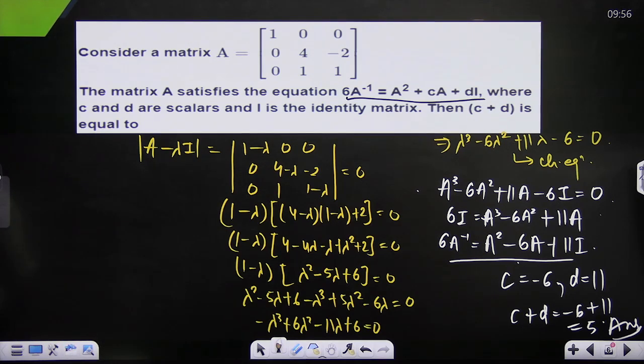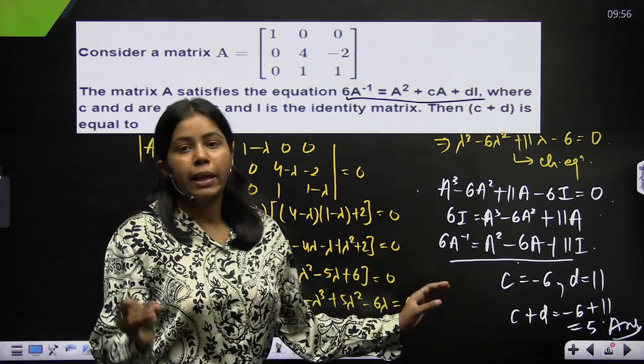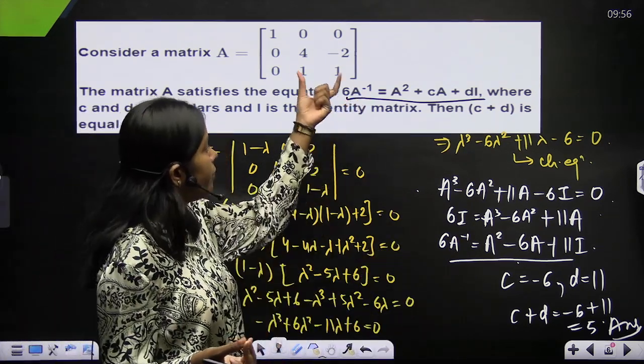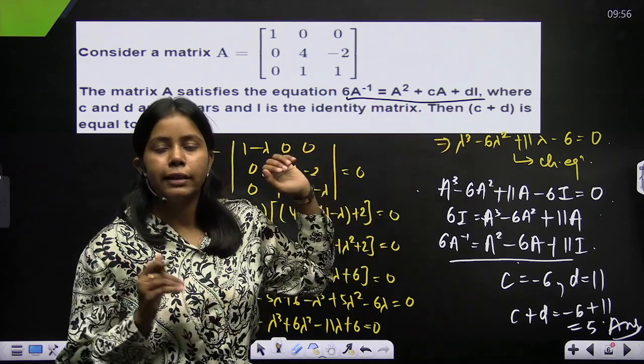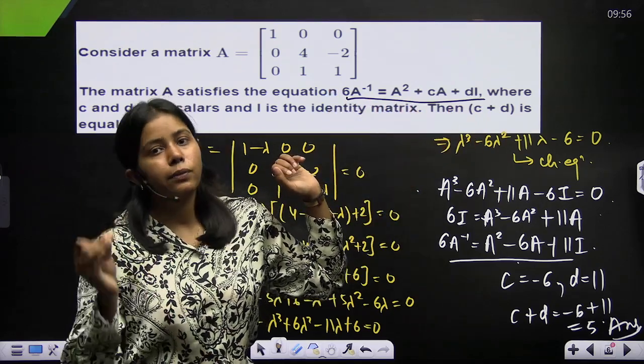Right, so the answer is 5. So now it's completely up to you if you want to solve this by that method. One of the students told me, "Ma'am, I'll find A inverse, A square, A, and substitute all that and then compare the values of C and D." That would get really lengthy.